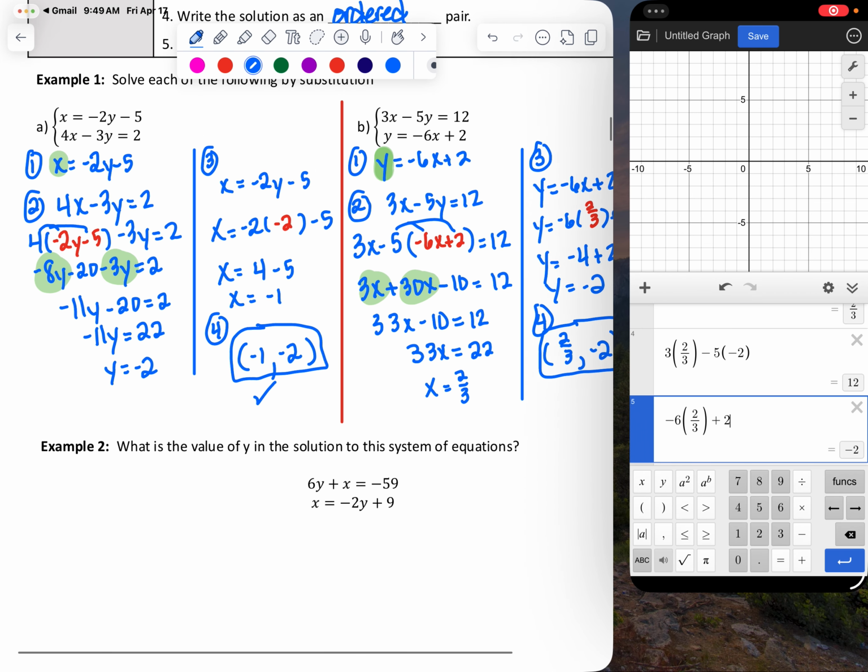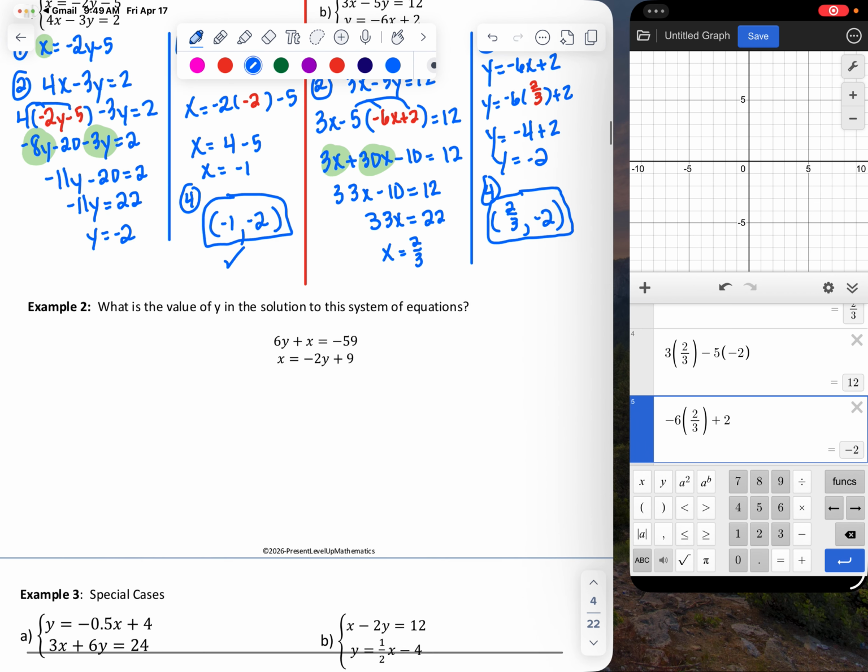All right. Now, example 2 is just a little bit different. It says, what is the value of y? So here, our answer will not be an ordered pair. They only want one of the values. In this case, they want the value of y. So I'll still follow the same steps.